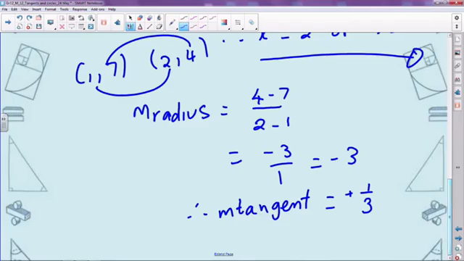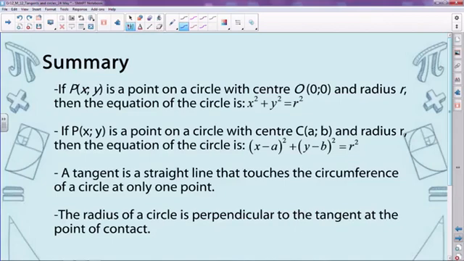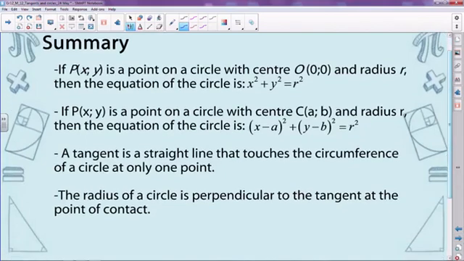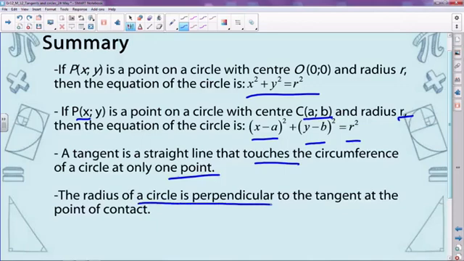Okay. We're now going to quickly recap what we've done in today's lesson. So you saw that if a point P(x, y) is a point on a circle with center (0, 0) and the radius is r, then the equation of the circle is just x squared plus y squared is r squared. If your point is (x, y), but now your center is (a, b), and your radius is still r, then the equation is (x - a) squared plus (y - b) squared is equal to r squared. We saw that a tangent is a straight line that touches the circle at only one point, and the radius of the circle is perpendicular to the tangent at the point of contact.